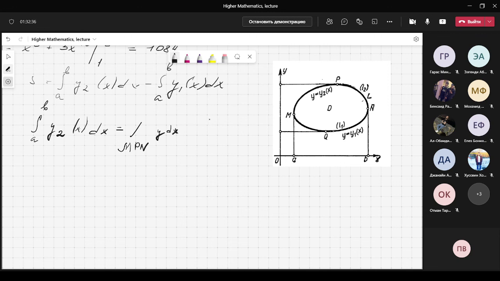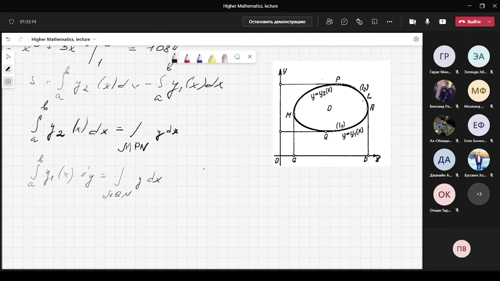The second integral is a line integral over the curve L first, MQN. That is, the integral from a to b of y first of x dx equals the integral over MQN of y dx.